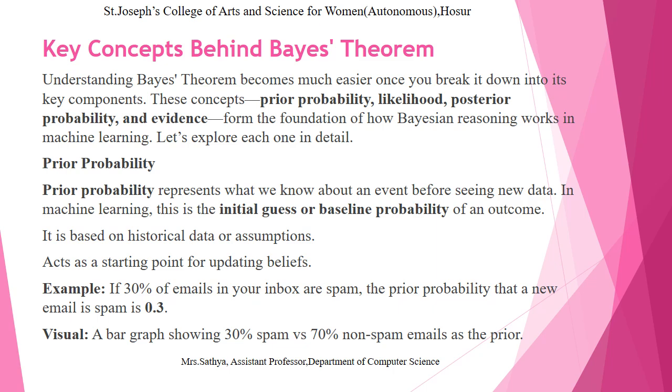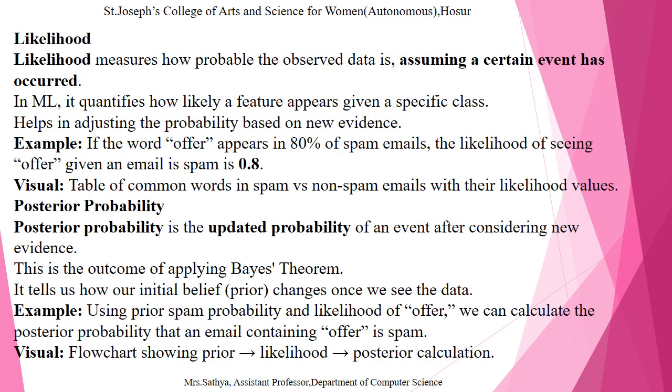Then is likelihood. Likelihood measures how likely the evidence is, assuming the event is true. For example, if the word offer appears in 80% of spam emails, then the likelihood is 0.8. So likelihood adjusts our belief based on new evidence. The more effective the evidence, the more the likelihood measure will change.